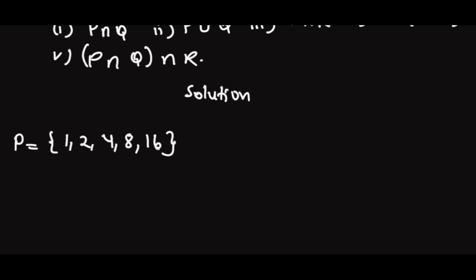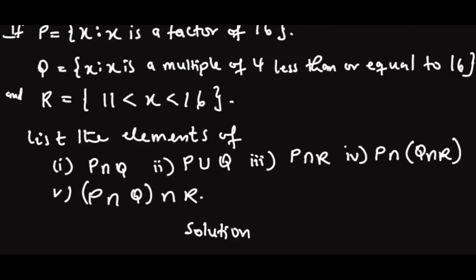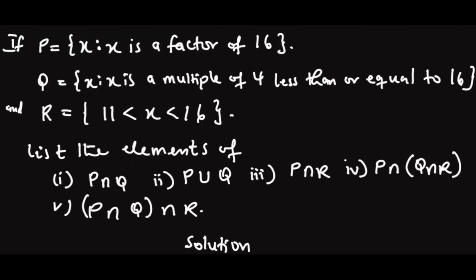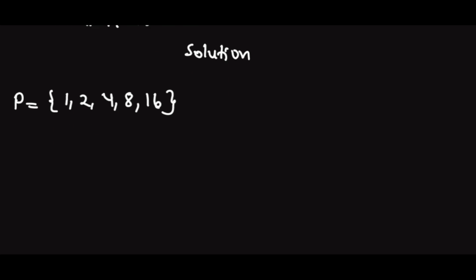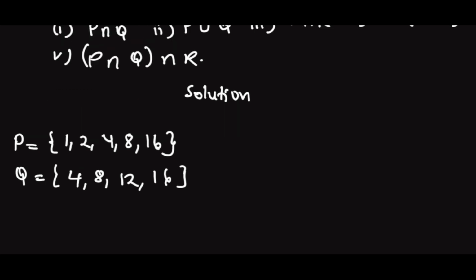And the next set says Q is a multiple of 4 less than or equal to 16. So multiples of 4, so Q equals what? Multiples of 4 less than or equal to 16. So we start 4, 8, 12 and 16. You do not cross it because the question says it should be less than or equal to 16.